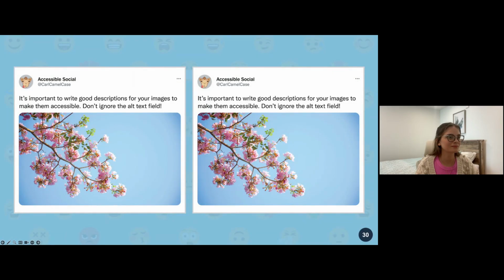Accessible social. At Carl Campbell Case. It's important to write good descriptions for your images to make them accessible. Don't ignore the alt text field. Image. 1 minute ago.